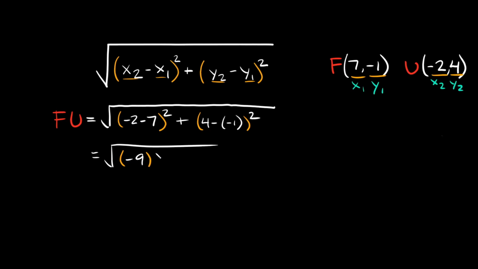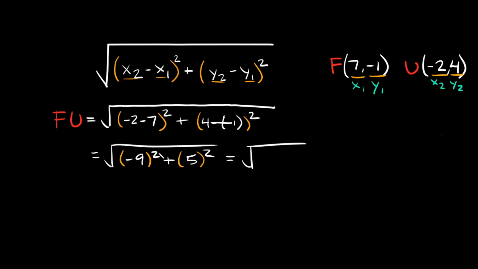Negative 9 squared plus this set right here. So 4 minus negative 1, that's the same thing as 4 plus 1, right? This is basically a big plus sign right there. So 4 plus 1 is equal to 5. All right, so we have 5 squared right there. All right, so then let's keep simplifying this.